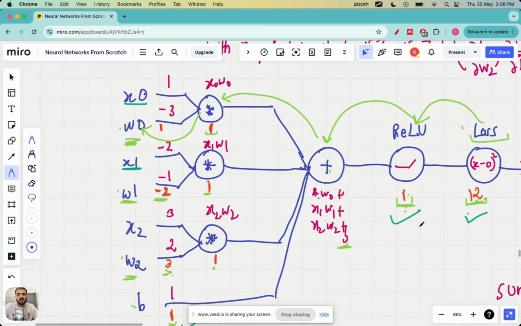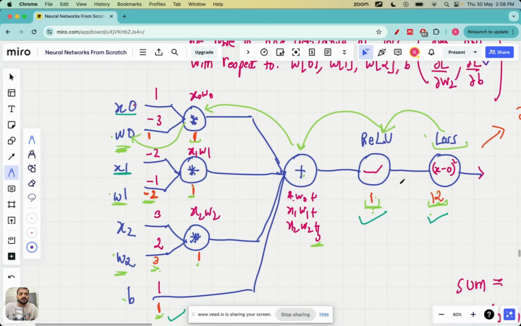the bias term. And the way to obtain that is, to obtain the gradient of the loss with respect to W0, you have to find the gradient of the loss with respect to the preceding unit, which is the ReLU. Then you have to find the gradient of ReLU with respect to the summation operation. Then the gradient of the summation with respect to X0 W0. And then the gradient of X0 W0 with respect to W0. So when you chain these four derivatives together through the chain rule, ultimately you obtain the derivative of loss with respect to W0. And that's why it's called backpropagation.